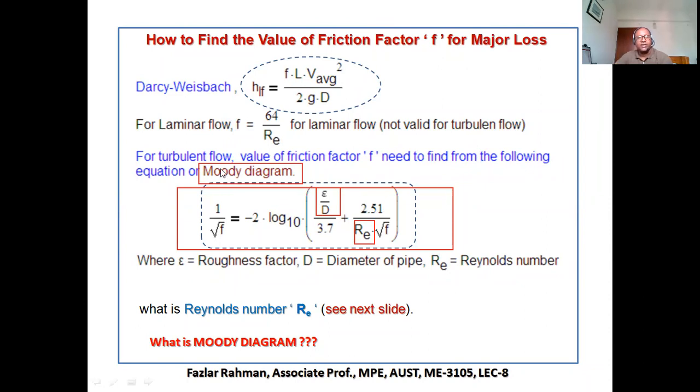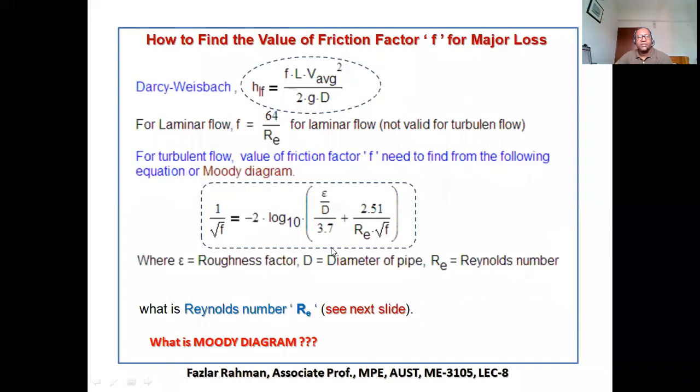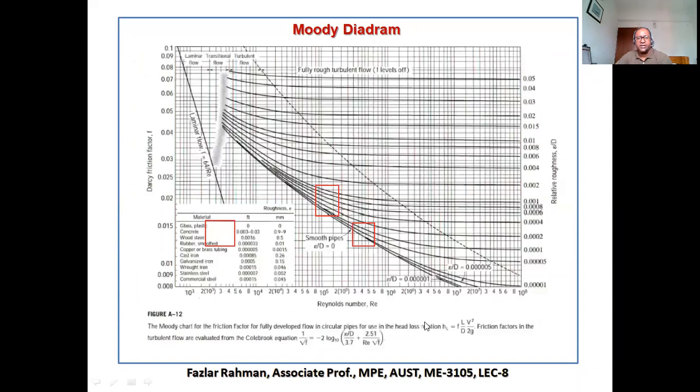Now, how does the Moody chart look? We can look over here. This is the Moody chart. So you see in the previous equation, how many variables do we have? We have the variable f, epsilon by D, roughness by pipe diameter, then you have the Reynolds number. These three variables, he put in three axes to make a graph.